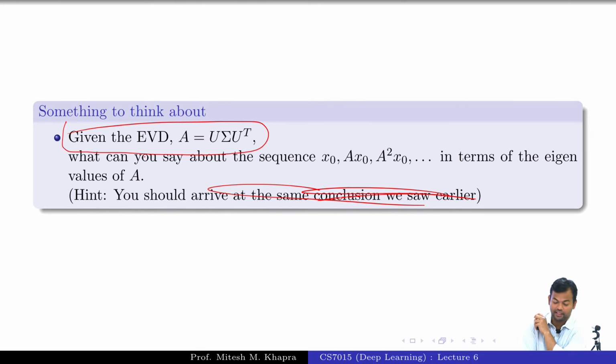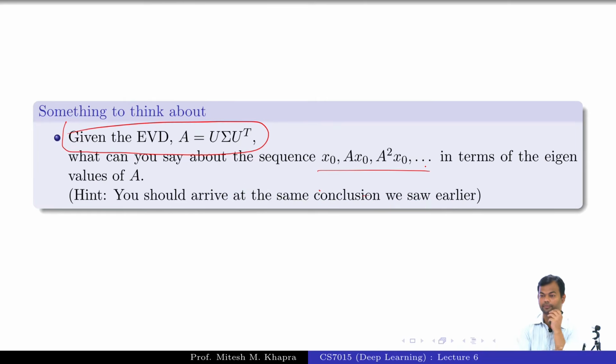So I have given you that the EVD of A is equal to U sigma U transpose, where U is the collection of the eigenvectors and sigma is the diagonal matrix containing the eigenvalues. Now given this, and ignoring the knowledge of the first section of this lecture, can you tell me something about this series? What would be the nth element of this series? U sigma power n U transpose, and you arrive at the same conclusion, right?